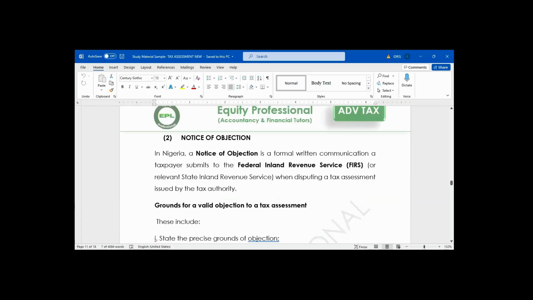After notice of assessment, number two is notice of objection. After notice of assessment, when a taxpayer receives notice of assessment, taxpayer can pay the assessment, or he can do what? He has a right either to pay or to do what? To object.